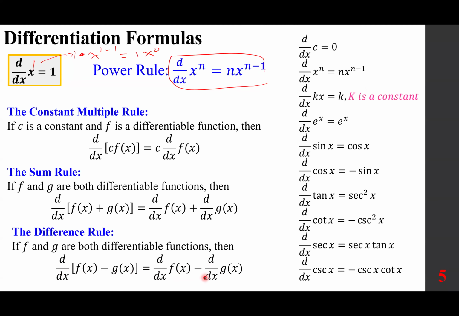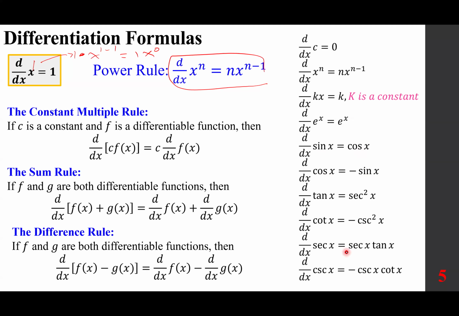We will concentrate on the first few. For example, the derivative of a constant is 0. The derivative of x to the power of n is n x to the power of n minus 1. And according to that, the derivative of kx is k, because k is a number, a constant. The derivative of e to the power of x is itself. The derivative of sine x is cosine x. The derivative of cosine x is minus sine x. These are the main ones we want to concentrate on.